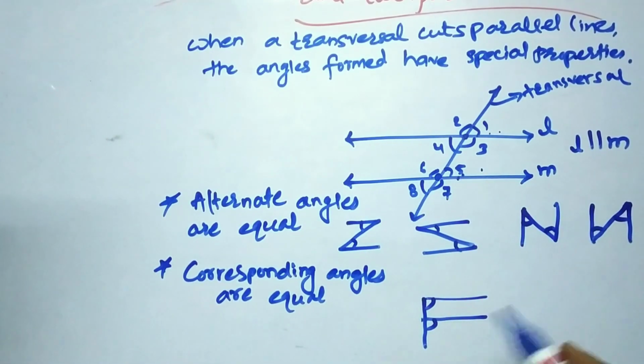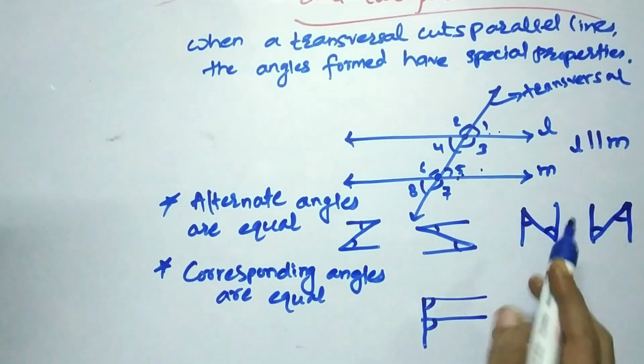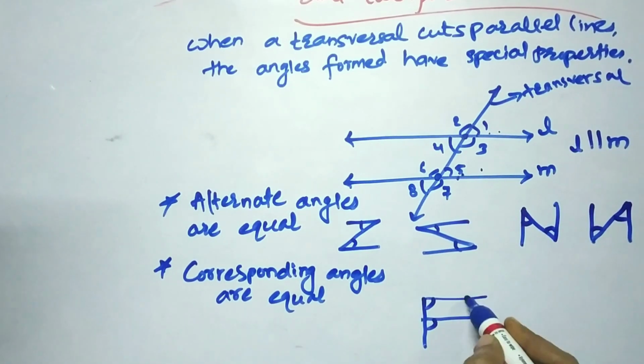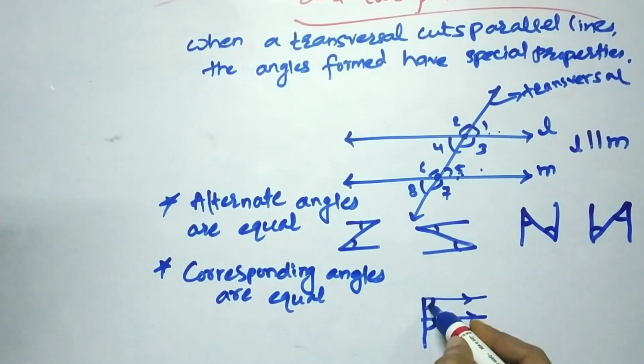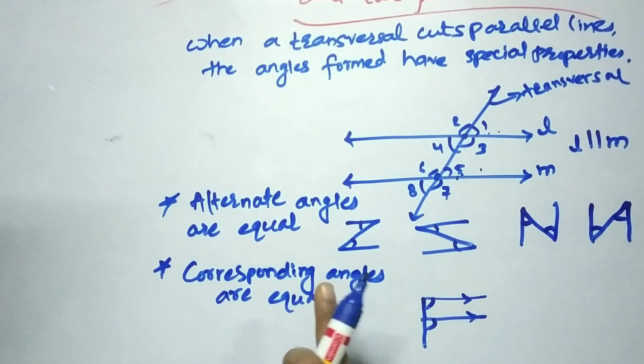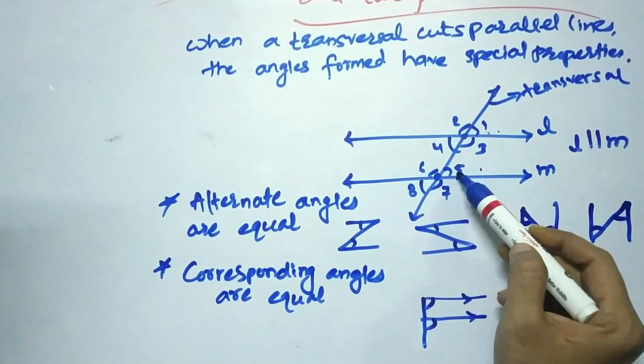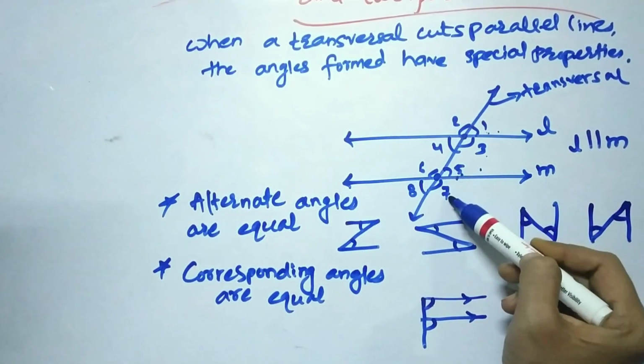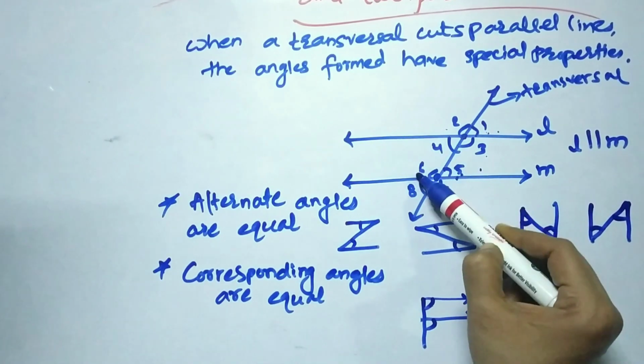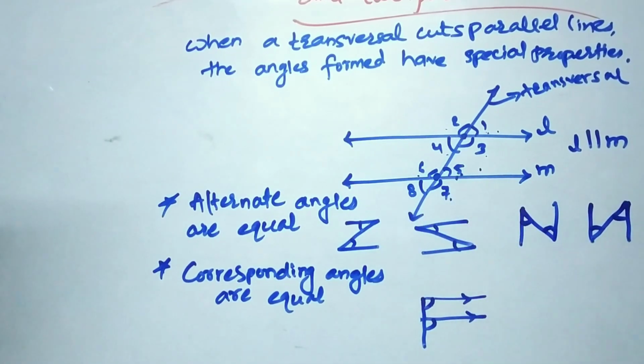So corresponding angles occupy the same position. Like these two are parallel lines and this is the transversal, so the angles forming below these parallel lines are corresponding and their measures are going to be equal. In the above example, 1 and 5 are going to be equal, 3 and 7, in the same way 2 and 6, and 4 and 8.